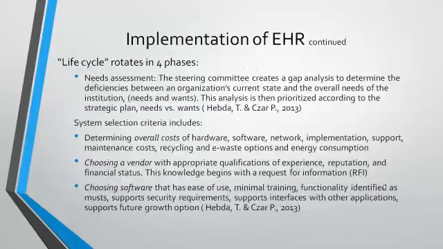The life cycle rotates in 4 phases. You have your needs assessment, determining the overall costs of the hardware and software network implementation. You have choosing a vendor with appropriate qualifications and experience, reputation. The process begins with a request for information. In choosing software, look for ease of use, minimal training, functionality identified as musts, support for security requirements, and support for interfaces with other applications.